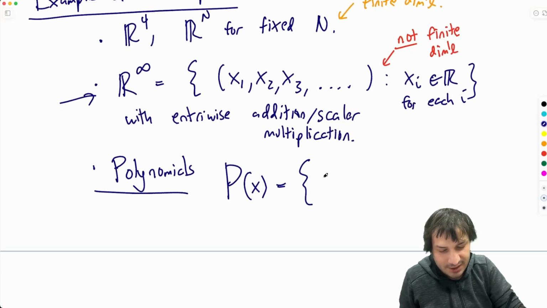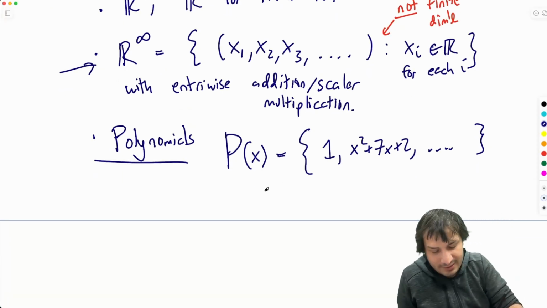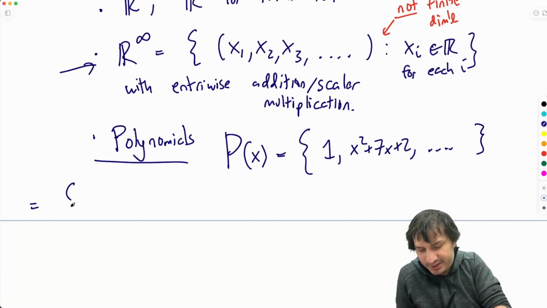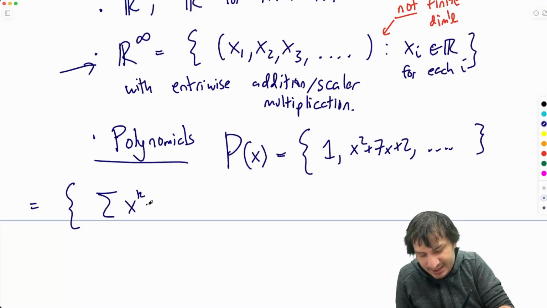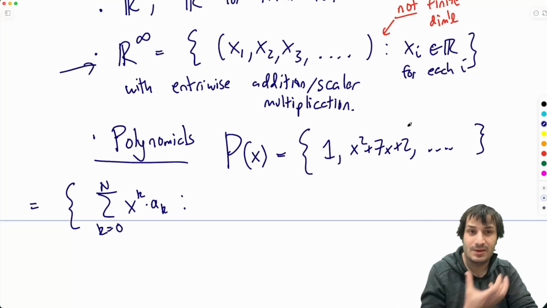So you could have the 1, that's a polynomial. You could have x squared plus 7x plus 2, that's a polynomial. And I want to write out all the possible polynomials. What are they technically? Let's write it over here. It's the set of all things of the form x to the k times a k, and k goes from 0 to capital N for some n. So it's a sum of these terms with coefficients.